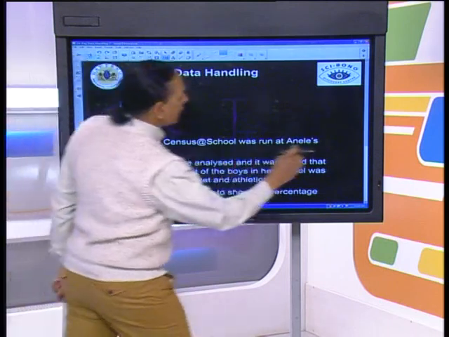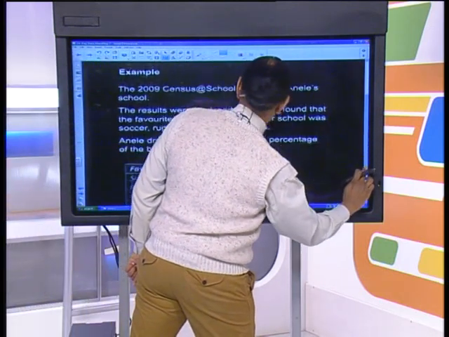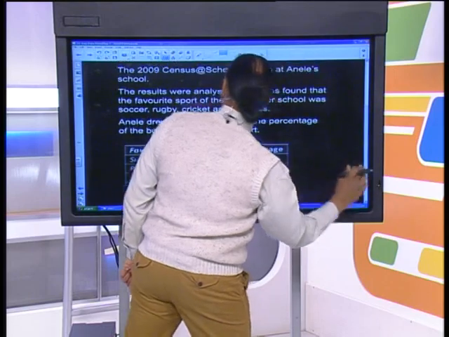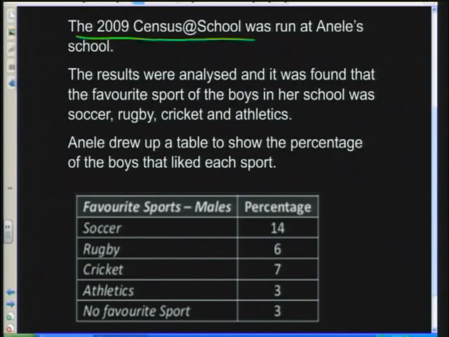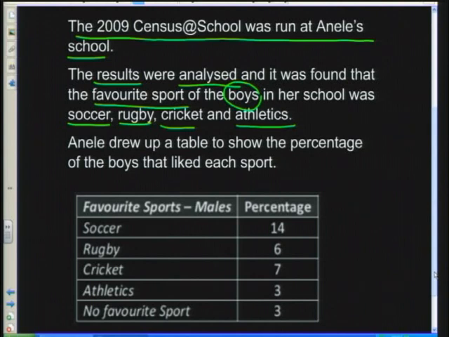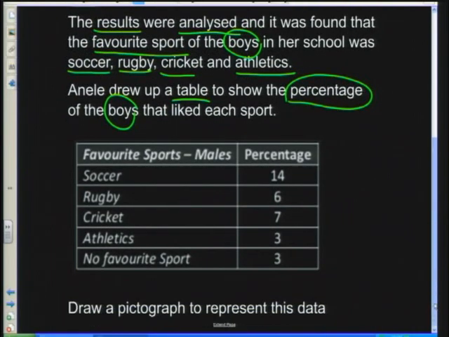Now we're going to look at the example. The 2009 school census was run at Annelies School. The results were analyzed, and it was found that the favorite sport of the boys in her school was soccer, rugby, cricket, and athletics. Annelies drew up a table to show the percentages of the boys that liked each sport. And there you are, there's the table.